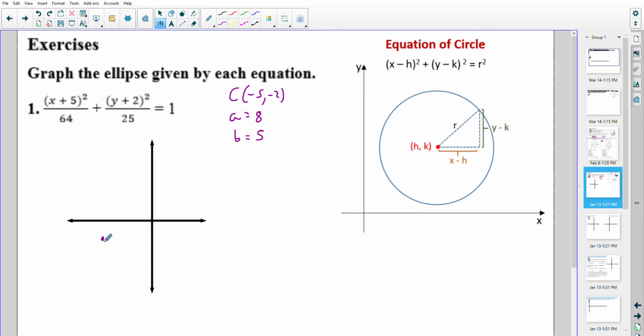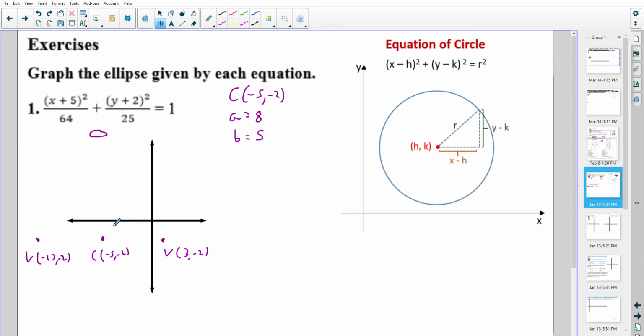The center is here, which is at -5, -2, and then my A is going to be this way. So I'm counting 8 units on my x value. That means I'm going to have a point here and a point here, and those are the vertices. So it's going to be 3, -2, because I'm 8 minus 5. And the other vertex is going to be -13, -2.